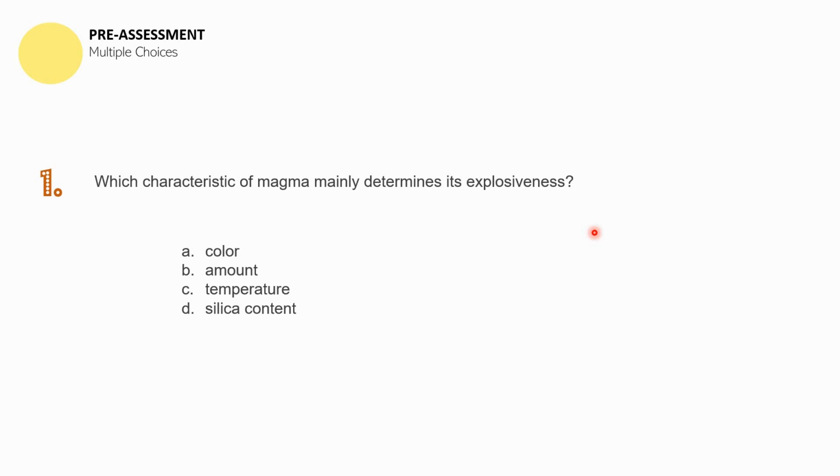But before we continue, let us have first the following pre-assessment. So, you will be needing that science notebook again, and then a clean sheet of paper, and then a pen, and you need to answer the following questions. Label this part as pre-assessment multiple choice. The first item is, which characteristic of magma mainly determines its explosiveness? A. Color. B. Amount. C. Temperature. D. Silica content.